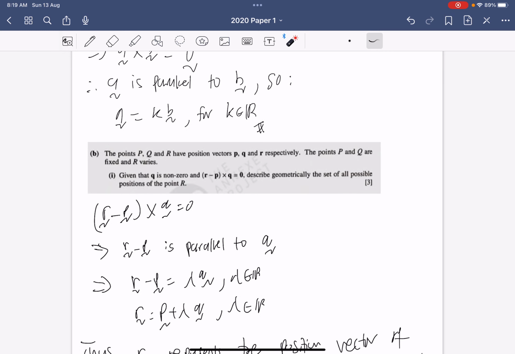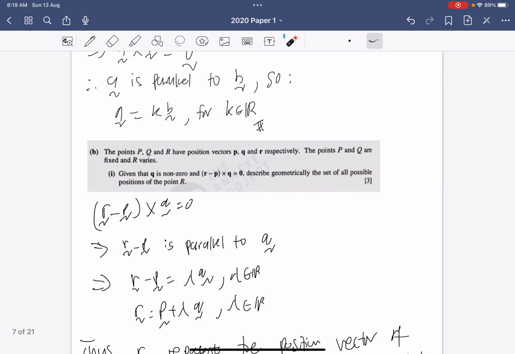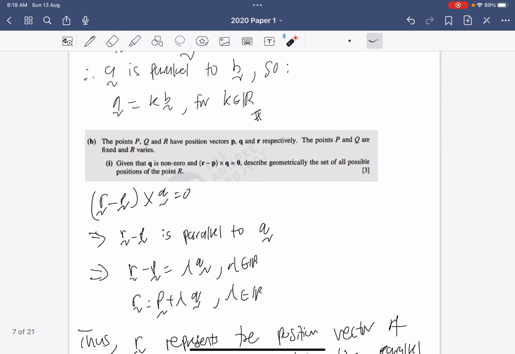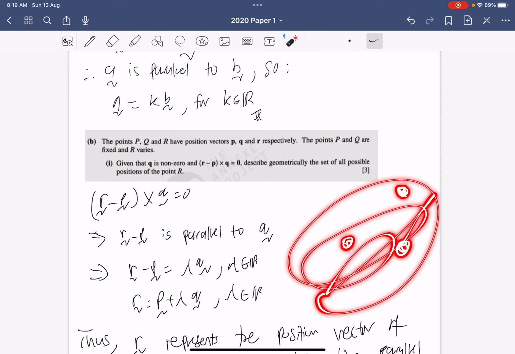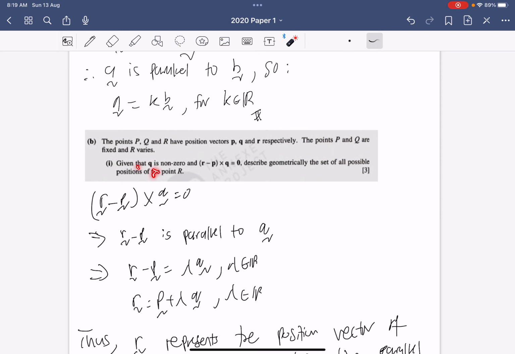For part B now, we are given P and Q are fixed and R varies. So P and Q are like some numbers here and R varies. Like R can be anywhere. Then, given that Q is non-zero and R minus P cross Q is 0, describe geometrically the set of all possible points.